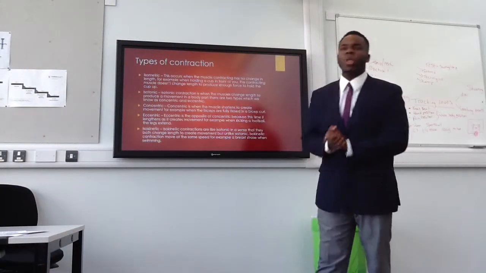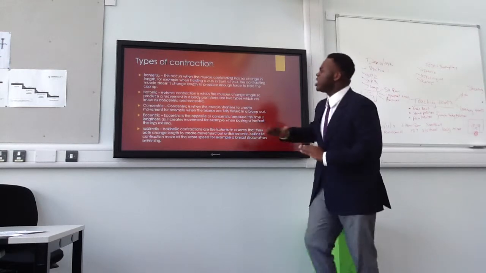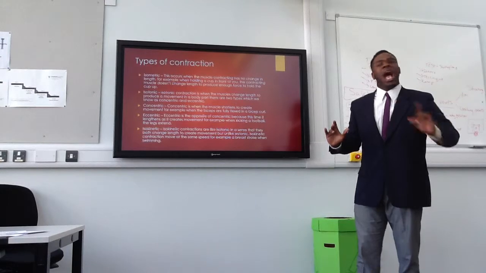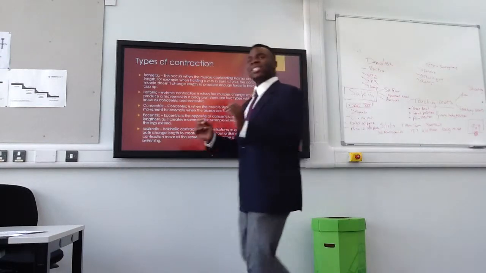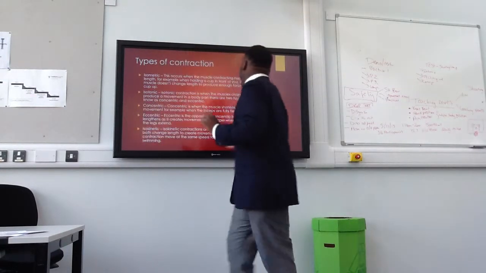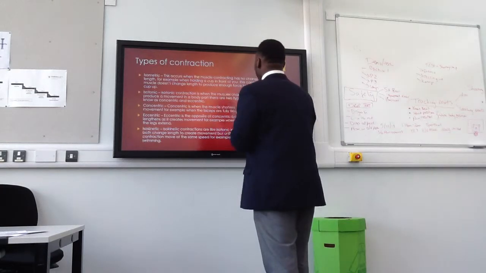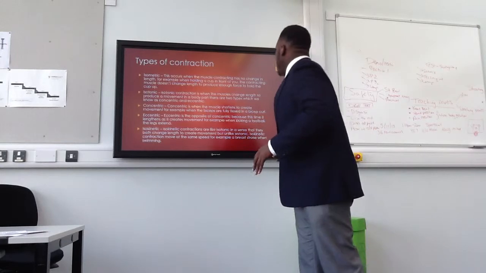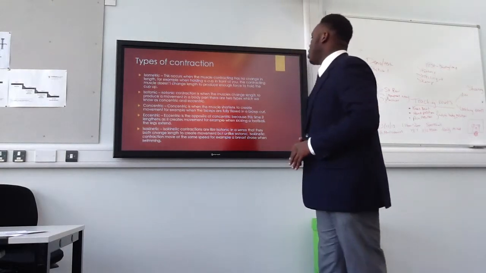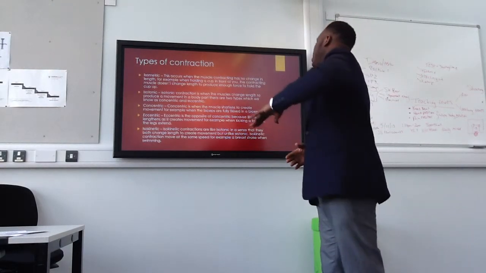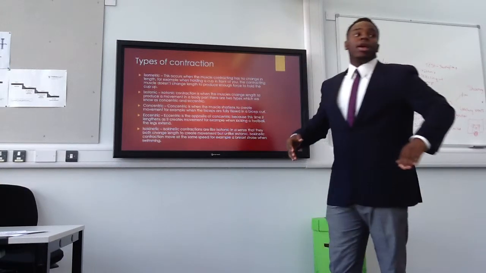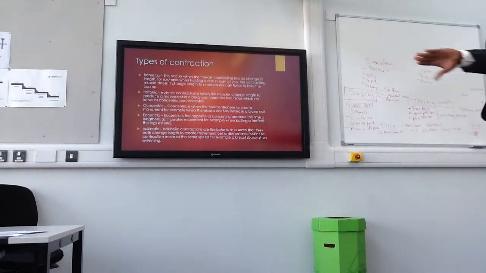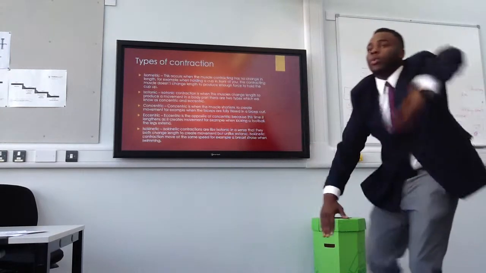Isokinetic. Isokinetic movement is just like isotonic. But there's one difference. And the difference is, with isokinetic movement, to create movement, they move at the same speed. For example, when swimming, the breaststroke, they move at the same speed like this.